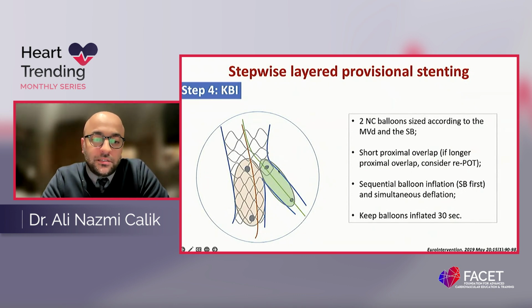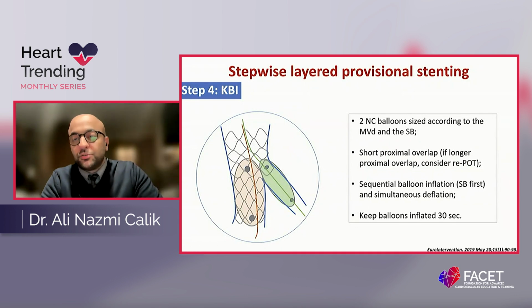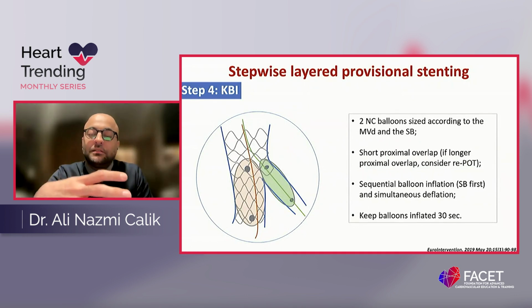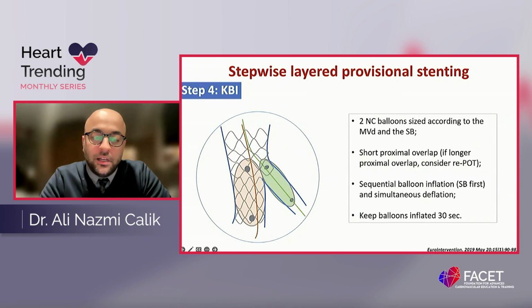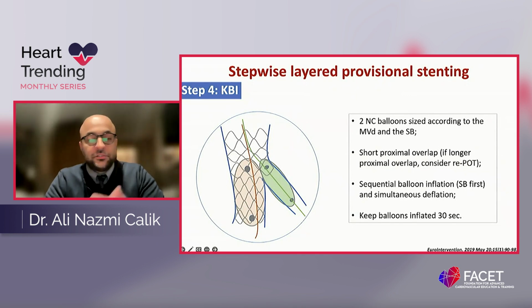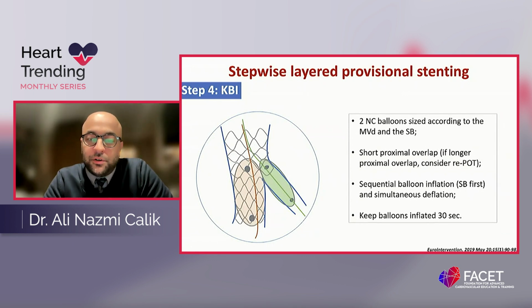Of course, it is recommended to do it with non-compliant balloons, one-to-one sized according to the main vessel distal and the side branch. It is recommended to have a short overlap. If there is a longer proximal overlap, the repot is mandatory to correct the elliptical deformation in the main vessel proximal. It is recommended to do sequential balloon inflation, side branch first, main vessel second, and simultaneous deflation. And it is recommended to keep balloons inflated around 30 seconds.